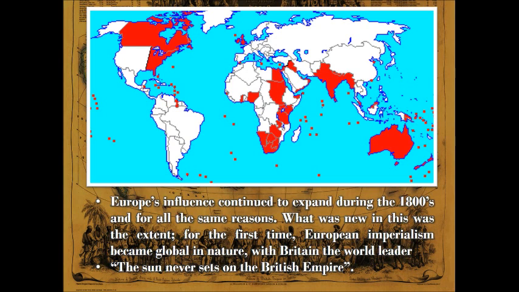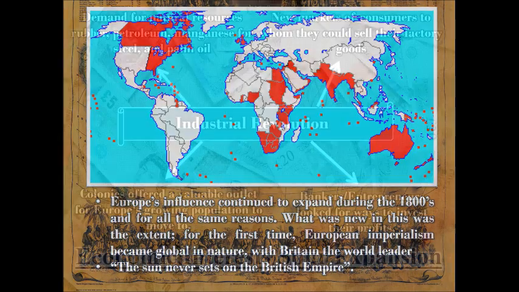For the first time, European imperialism became global in nature, with Britain the world leader. The map above, anywhere you see red, is a colony of the British Empire. So you can see that the British Empire had colonies throughout the world. And the quote on the bottom: "The sun never sets on the British Empire," where if the sun is setting in one part of the world, maybe the 13 colonies in Canada, the sun is coming up by India and what would eventually be known as Australia. So you can see the control that the British Empire had throughout the world.